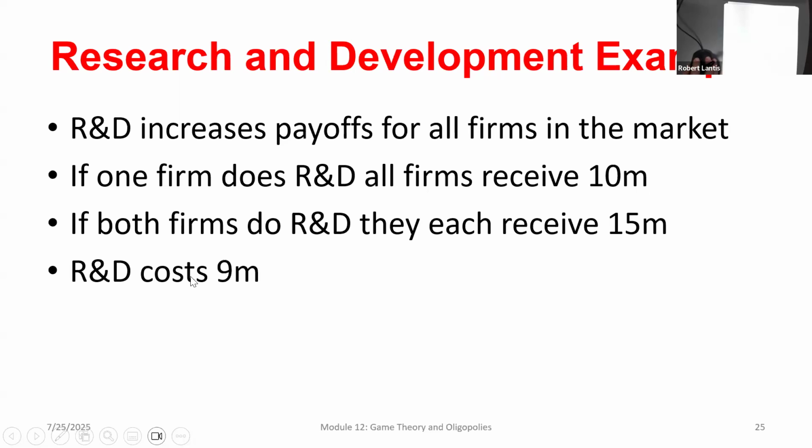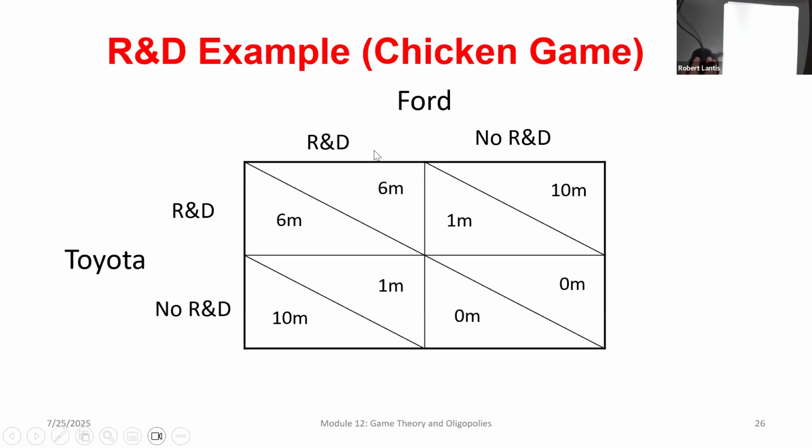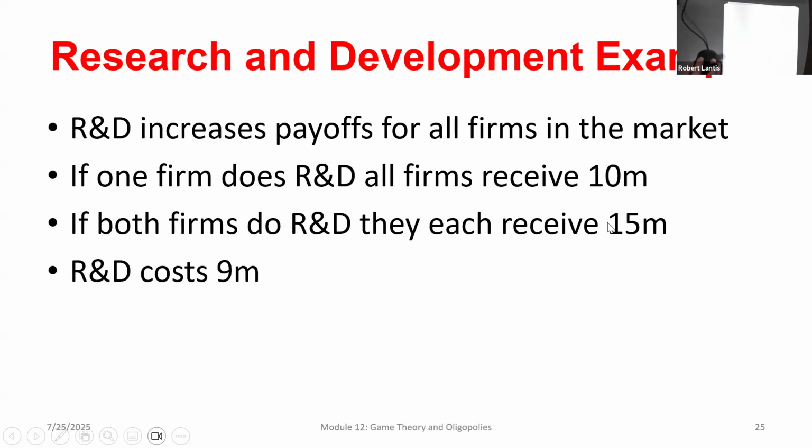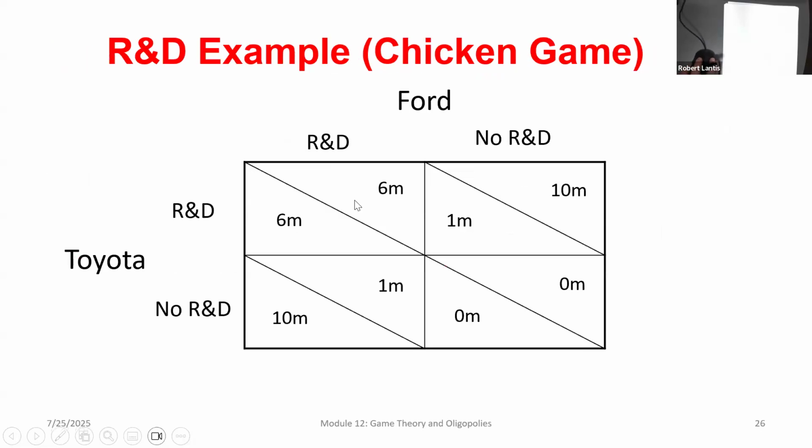Now, research and development costs 9 million. And then if both firms invest in the R&D, we don't come up with the same thing. So we've got multiple new products that we can mimic. Now we could maybe both receive 15 million. Okay. So if we both put money into R&D, we both earn 15 million, but it cost us 9, so we both got 6 million additional dollars. If we both don't put any money into R&D, things stay the same. There's no change in profits.